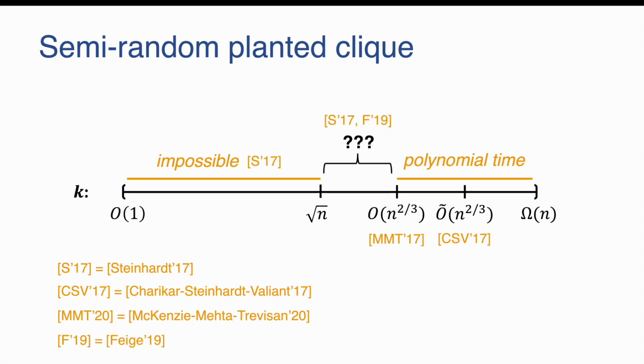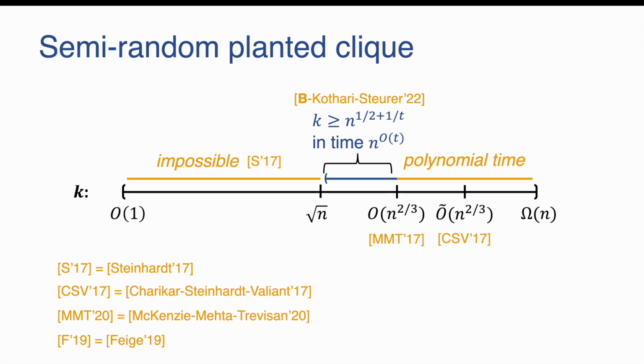It was left as an open question by Steinhardt and Feige what happens between root n and n to the 2/3. They conjectured that maybe it should be possible to have polynomial algorithms that solve the problem at root n or close to root n. In our paper, we almost answered this question by giving an algorithm that approaches root n. Basically, we give an algorithm that works when k is at least n to the 1/2 plus 1 over t in time n to the O of t.